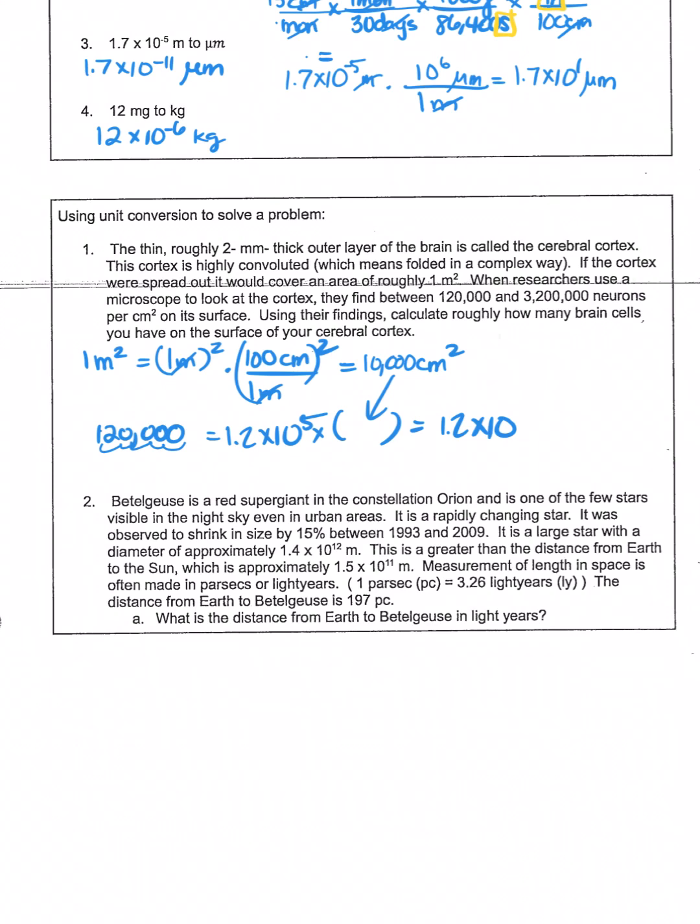All right, so what do we have? 5 here. This is 10 to the 5th here. So 10 to the 10th. Okay, that's how many neurons were present.